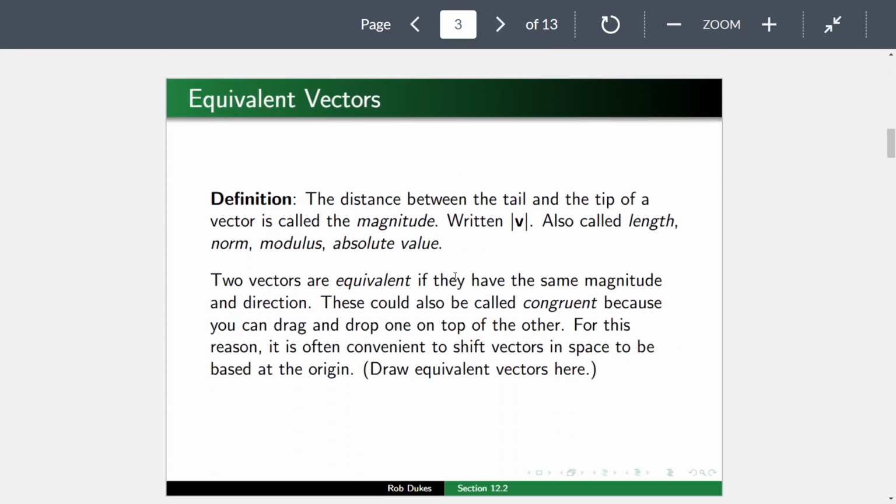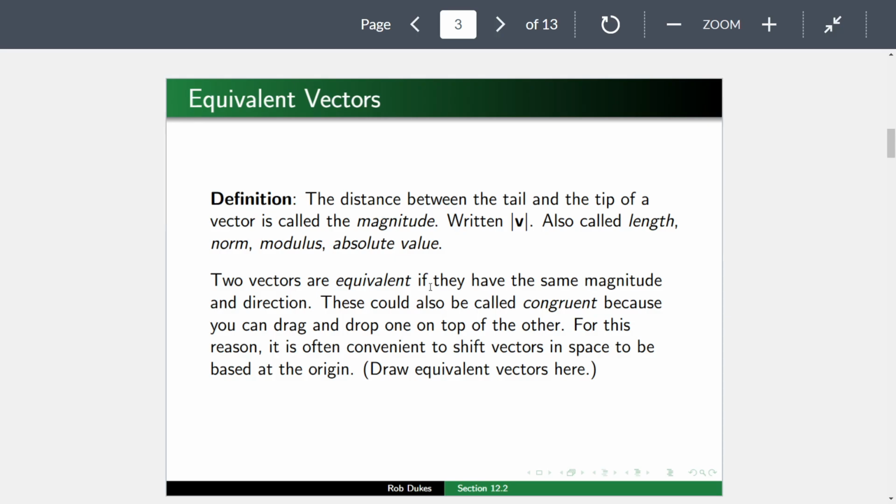Now, the distance from the tail and the tip is called the magnitude, and it's written as absolute value of v. It's also called the length, or the norm, or the modulus, or the absolute value. There's lots of different names that all mean basically the same thing. I tend to say norm, so if I say norm, it's the exact same thing as magnitude.